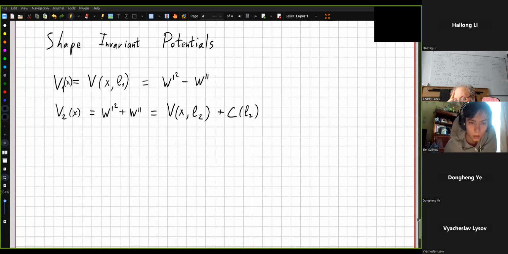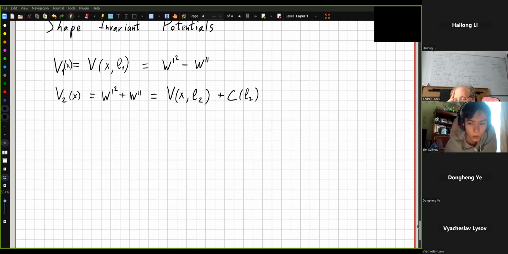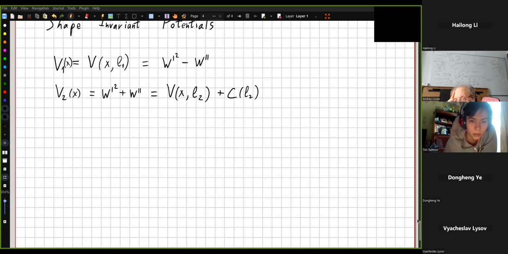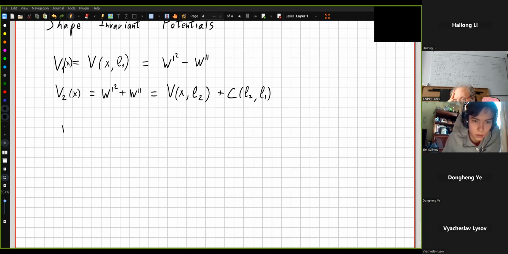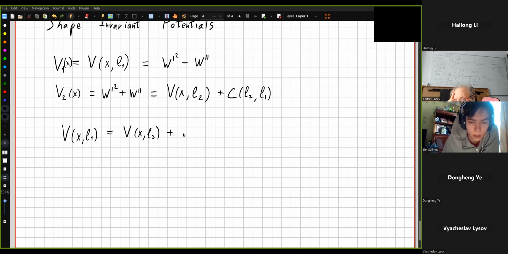So why is this case important? Well, if this is true, should we put a dependence on L1 here? I don't think we should. Well, let's put it, it's no big deal. But if we have such a relation for arbitrary L1 and L2, I just assume that we have such a relation that V(x, L1) is V(x, L2) plus C.